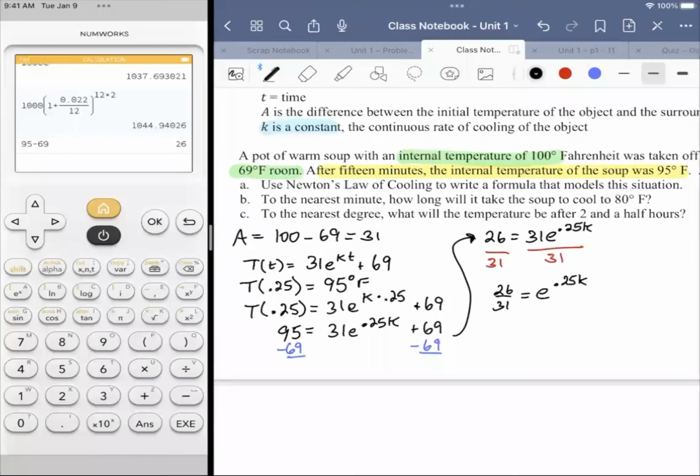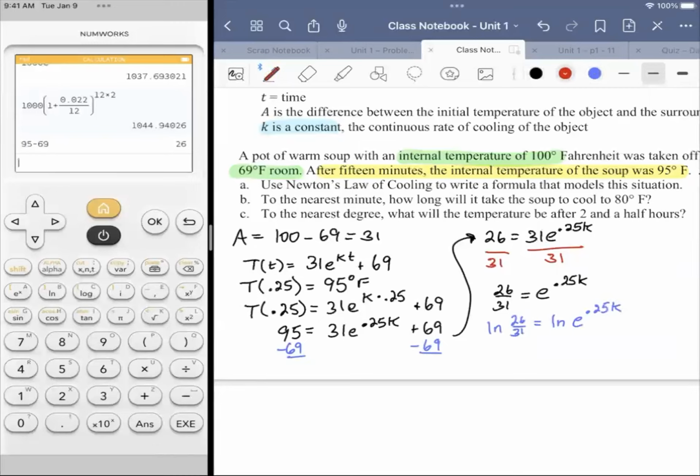One strategy to get a variable outside, get it from an exponent to something that's not an exponent, would be to take the natural log of both sides. So I'm going to say ln of 26 over 31 is equal to ln of e to the 0.25k.